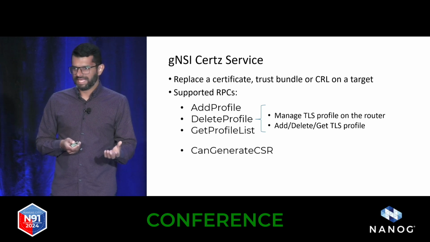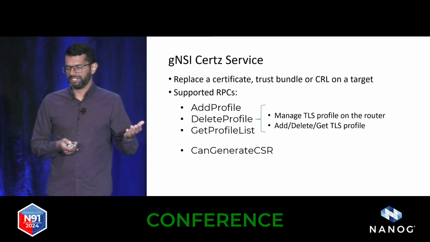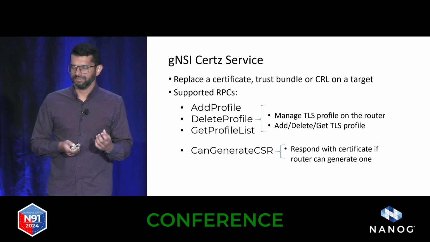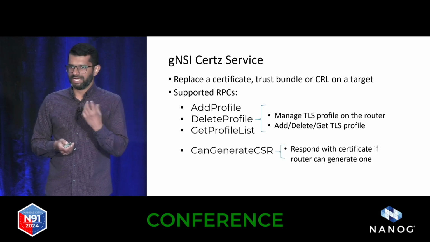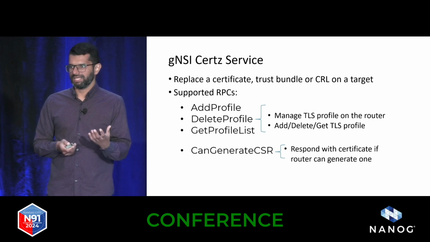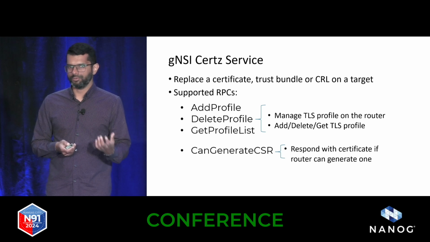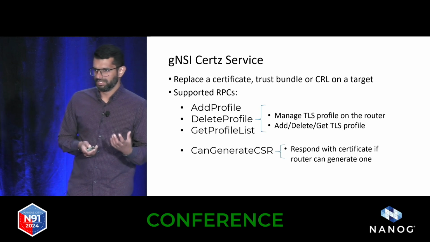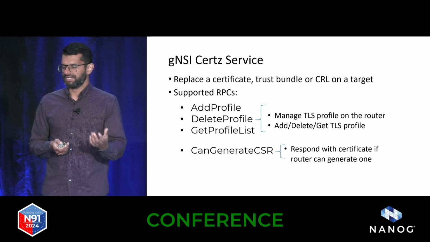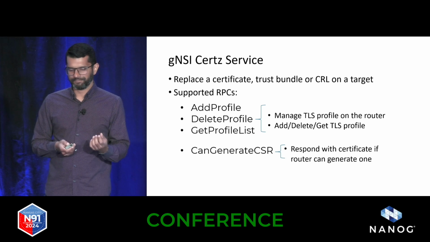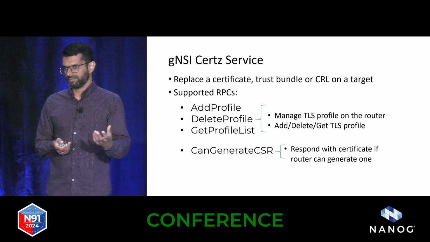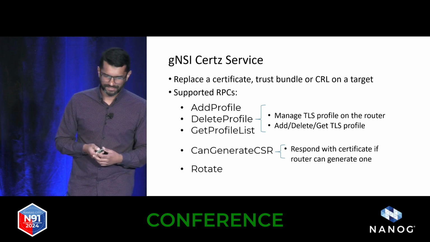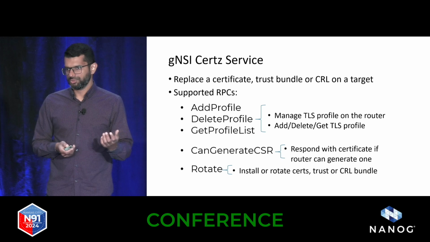And then there is the can generate CSR, which is the same as the gNOI one. So the client will ask the router, by sending this RPC, "Hey, can you generate a certificate signing request or certificate for me?" And if the router has that capability, which it should if it supports gNSI, because one of the key requirements of gNSI is to have that default TLS profile and a default certificate, right? So the router will respond back saying, yes, I can generate, and this is a certificate that I generated. And then it can be used to rotate your certificate.